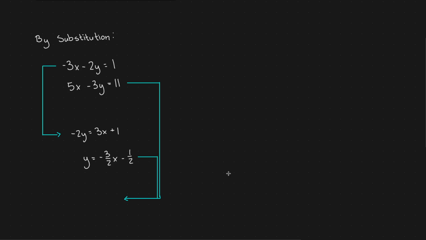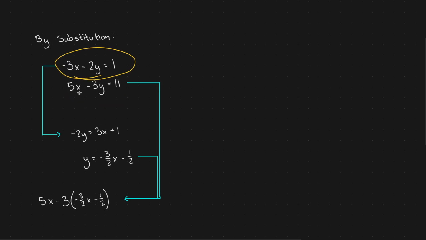Okay, so we're going to put them together. My second equation in my system is 5x minus 3y. But instead of using y, I'm going to substitute in -3/2 x minus 1/2, which I know to be equal to y based on my first equation. Remember, the idea here is that the solution of the system I'm looking for is an x and y that makes both equations true.